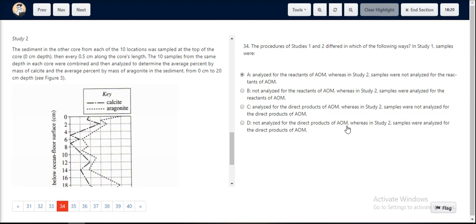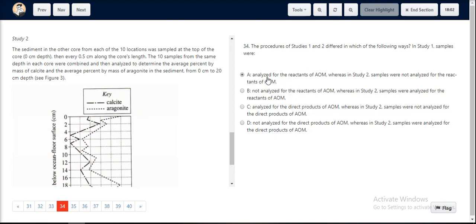The first part of the statement is true. However, study 2, samples were analyzed for the direct products of AOM is not true, because out here, the indirect products of AOM in study 2 were analyzed, which is calcite and aragonite. Hence, option D is also eliminated.